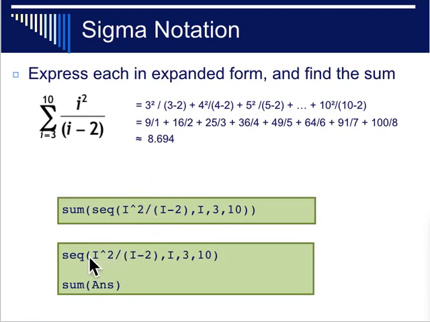Alternatively, you could do that in 2 steps. If you do the sequence first, and then you can actually see all those numbers, and then you can do sum of answer, and it will find the total for you there.